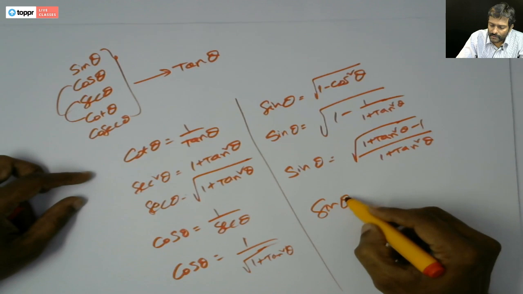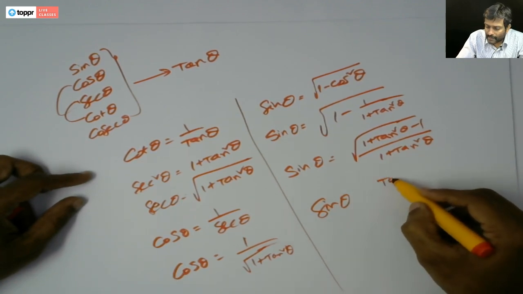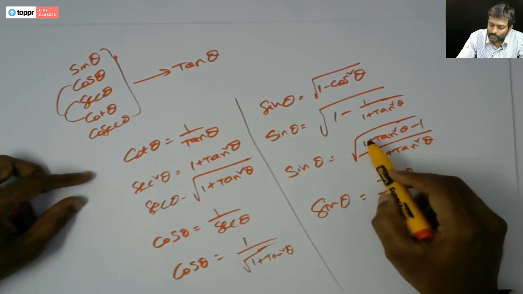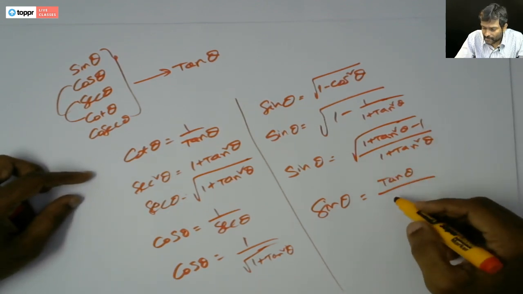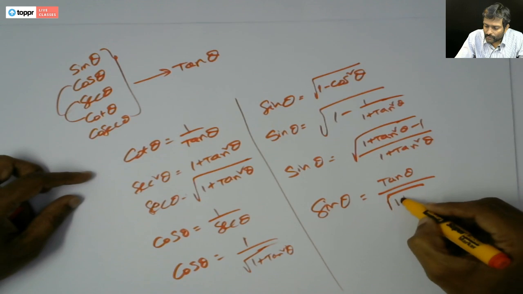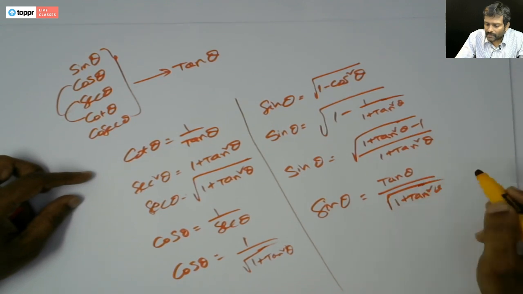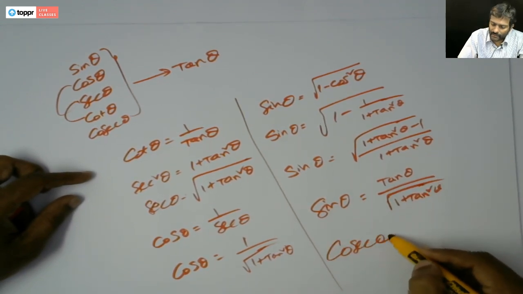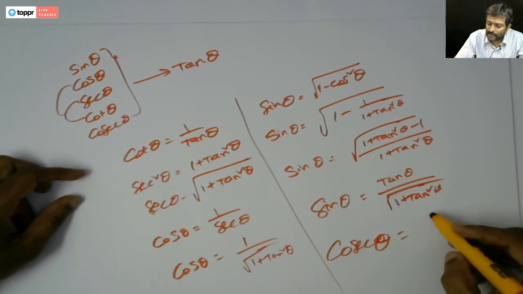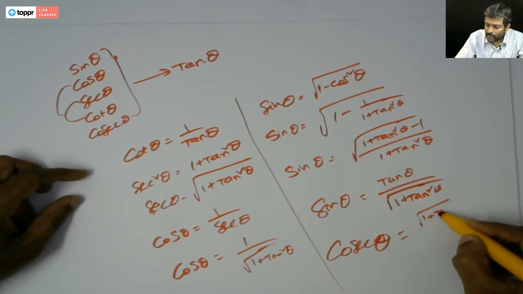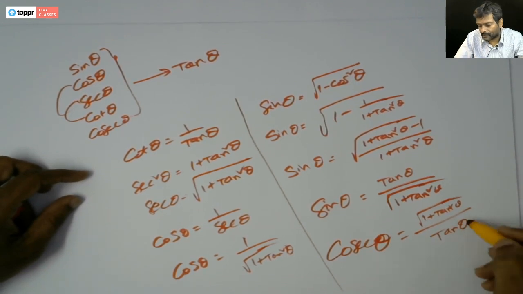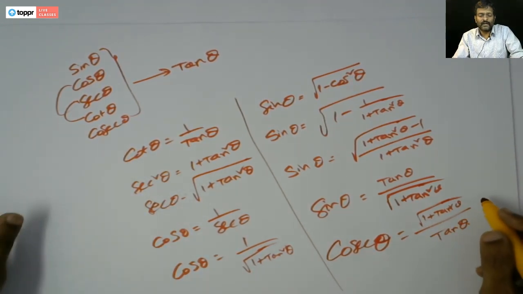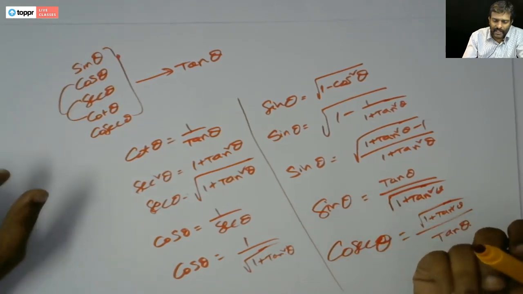So which is tan theta, because 1 and 1 get cancelled. So root of tan square is tan simply. So it will be tan by root of 1 plus tan square theta. And then we have the cosec theta value, which is nothing but root of 1 plus tan square theta by tan theta. So this is how you can change any ratio to any other.